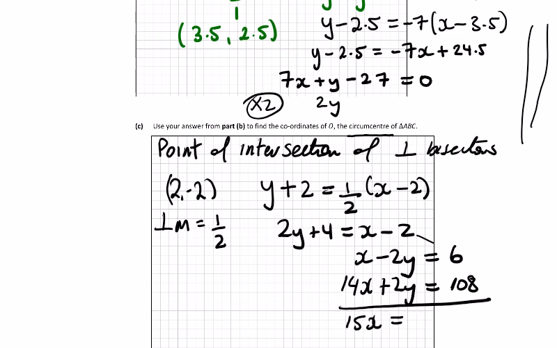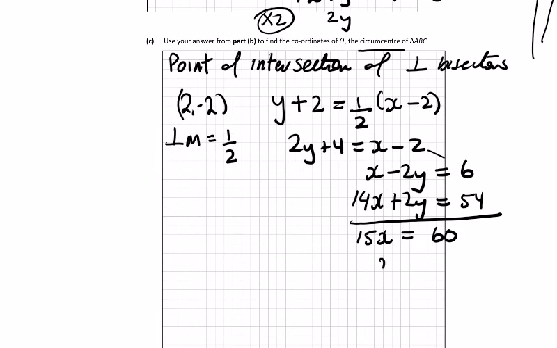15x will be equal to 114. No, it wouldn't. Obviously when you get something like that, you know you've made a mistake. I've multiplied the 27 by 2 twice, so it's 54. So 15x is 60. So x is 4.